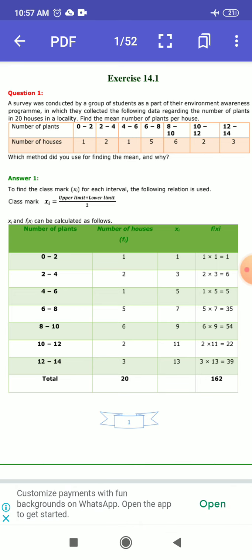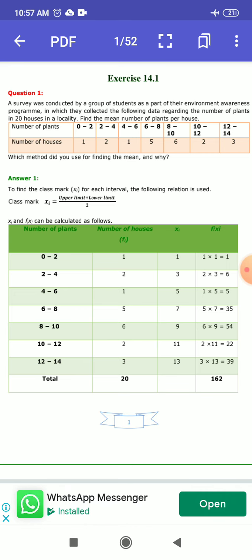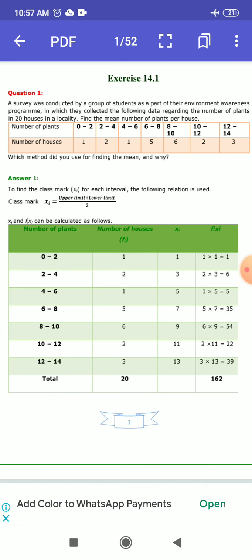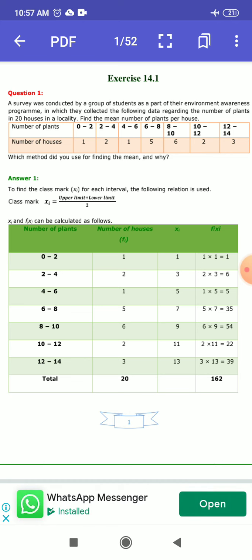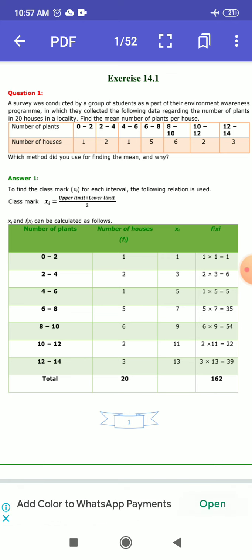Here we have to calculate the mean, and observation and frequency is given there in the tabular form. So we have to use this tabulation form for calculating the mean. For this we have to know the formula of mean. What is the formula of mean? You very well know. X bar is equal to summation fi xi upon summation fi. This is the formula of mean.